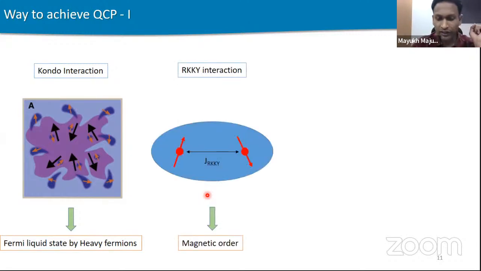There is another type of interaction present in 4f heavy fermionic systems, the RKKY type of interaction. That interaction is nothing but the interaction between the 4f moments. You can easily consider that the stronger the RKKY interaction, the more possibility you have to stabilize the magnetic ordering at a higher temperature. So these two interactions are competing with respect to each other, and one can really think that the competition of these two can give rise to something that we are expecting.